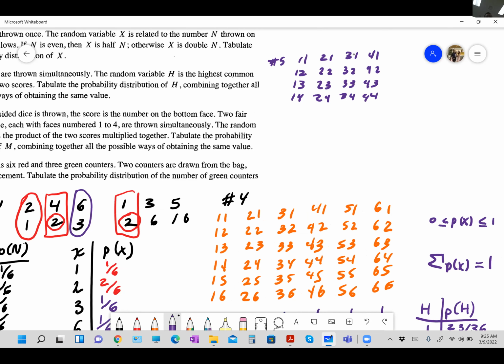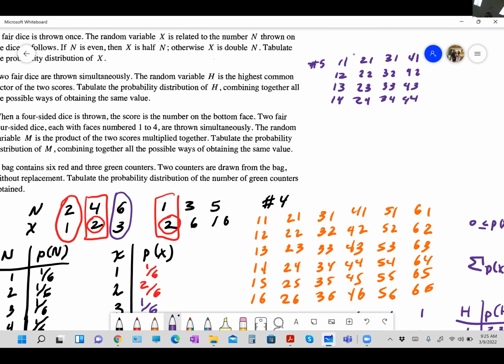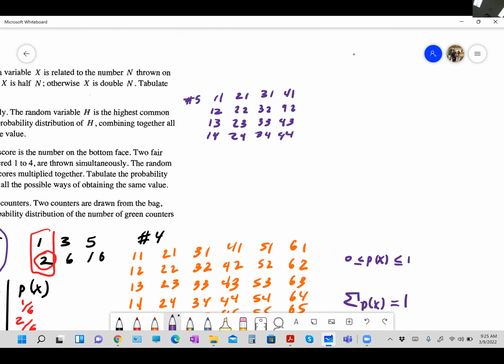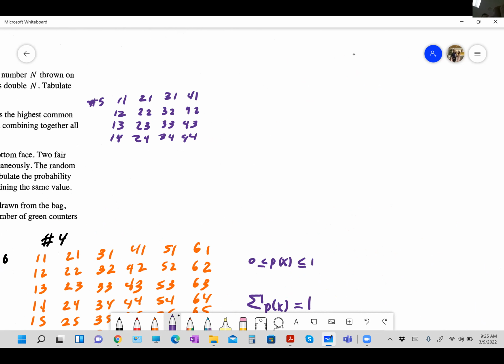Now, if m is the result of multiplying the 2 scores together, then those of you who know your timetables, 1 times 1 is 1, 1 times 2 is 2, 3 and 4. I'll just write it out. There's no reason for me to be so pedantic. Right? 3, 6, 9, 12, 4, 8, 12, 16.